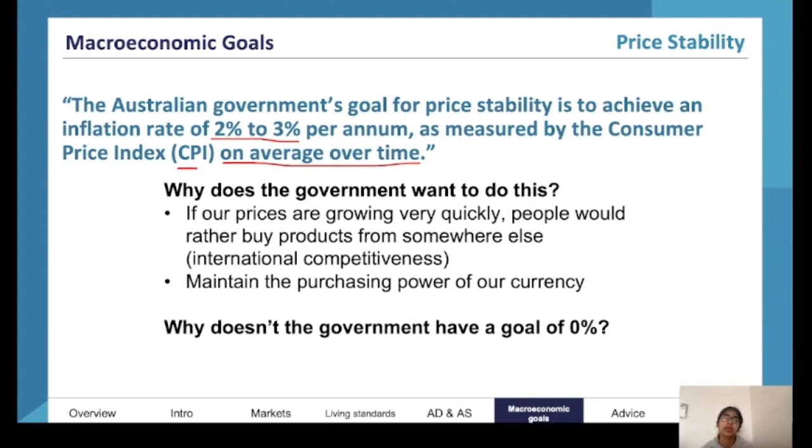Second, why don't we want zero inflation? It literally means that prices are low, they're not rising, and it makes the economy look a bit weak, because usually a small amount of inflation is a good thing. It shows that we're growing, and demand is strong in the economy as well.